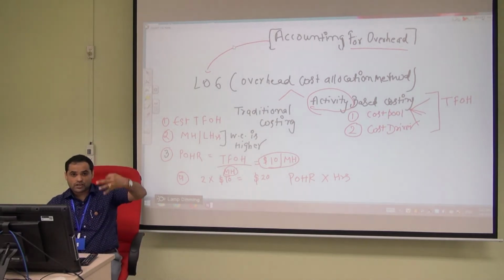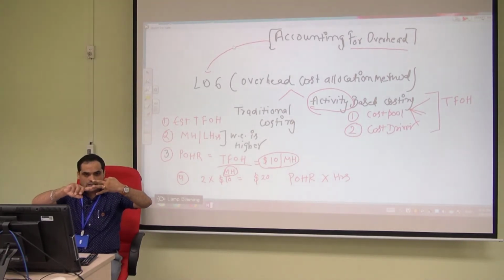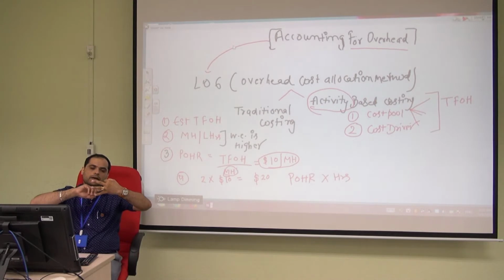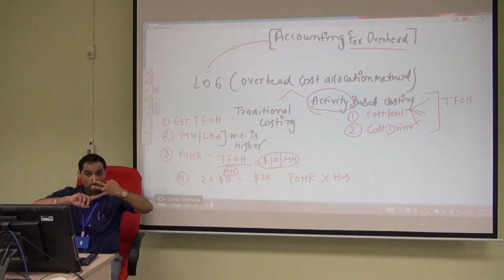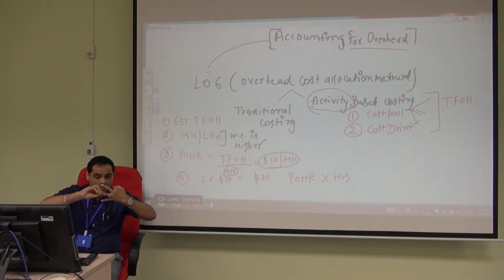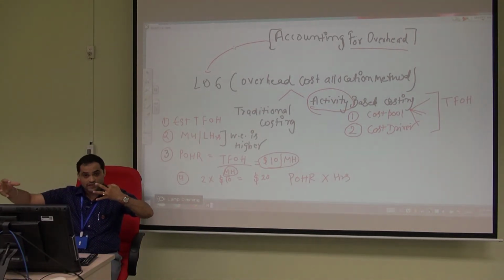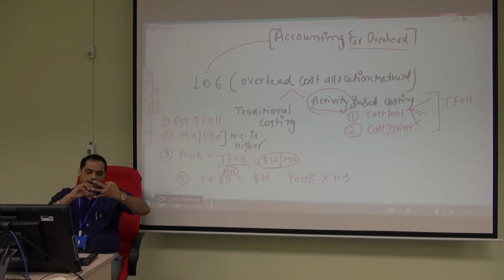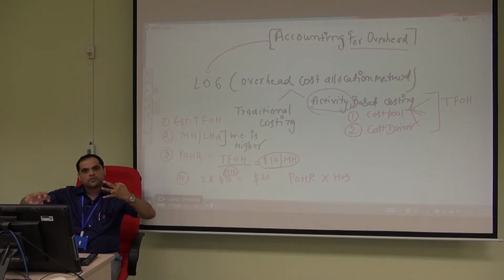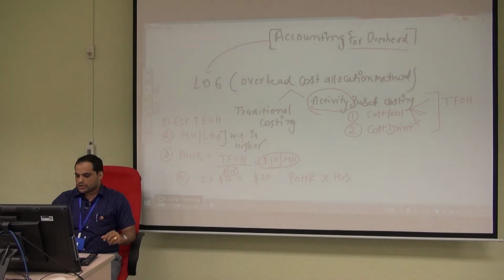So if you have 3 cost pools, let's say purchase order is your cost pool, rent is your cost pool, and machine setup is your cost pool. The cost driver for the purchase order is the number of orders. The rent cost driver is square feet, the number of square feet. And for machine setup, the cost driver is the number of setups. So we have 3 pools and of course 3 drivers.